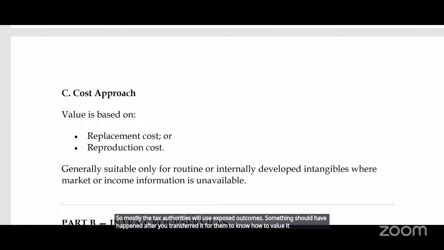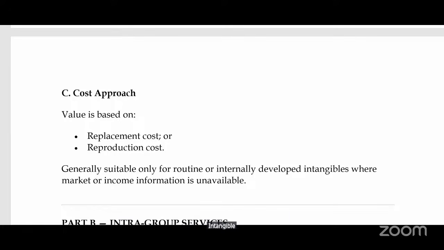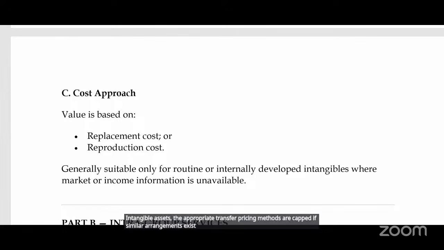And if you feel your assumptions used in the pricing at the valuation date are sound, you can explain to the tax authorities. We also said that for intangible assets, the appropriate transfer pricing methods are CUP if similar arrangements exist, or the transactional net margin method if at least one of the parties contributes routine functions, and then the profit split approach when it's a unique intangible and both of them contribute to the uniqueness of that intangible asset, and there are definitely no comparables.